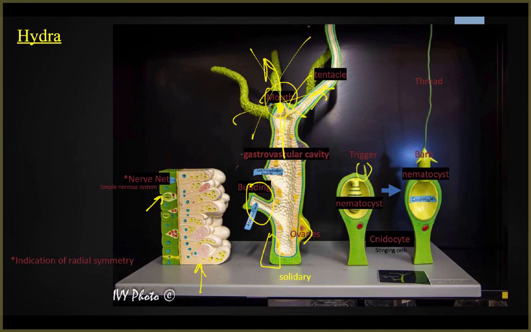So you can see right here is the trigger. And inside is this structure, almost like an organelle, that has a thread wrapped around it, and that's what's called the nematocyst. The cnidocyte is this structure here, the stinging cell. So basically the nematocyst that's in here will be pushed out here. You can see it has a barb and this thread that goes out. So this essentially is what the Hydra looks like.